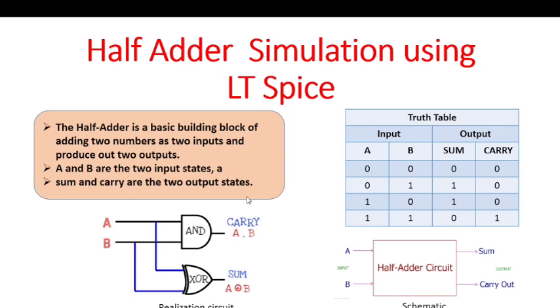From the realization circuit, the sum of the two inputs A and B will be the XOR of the inputs. Sum is equal to A XOR B, and the carry will be the AND of A and B, that is A dot B.